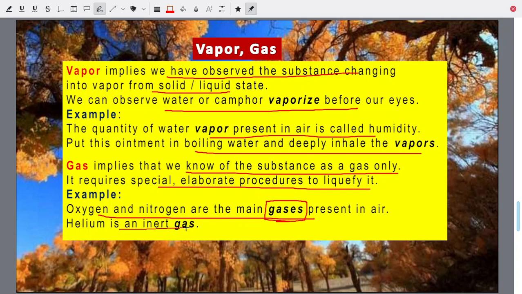Helium is an inert gas. Common man, they never know that helium can be liquefied. But camphor is a solid. You have seen it vaporizing. Water is liquid. You have seen it changing into vapor.